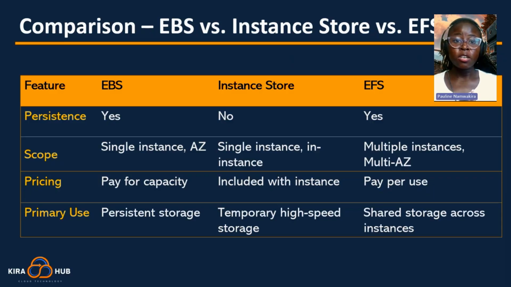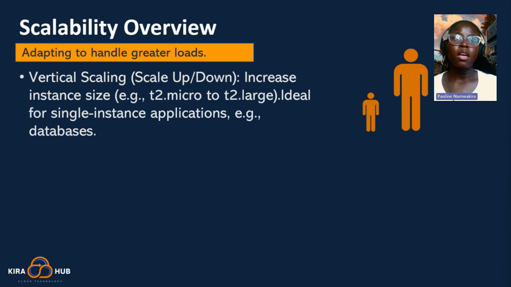So, continuation, part 2, still an overview of compute. What is scaling? So we'll be getting into what is scaling. Scaling defines adapting resources to actually manage any increased demand. There are two types of scaling that we'll be going over: vertical scaling and horizontal scaling.